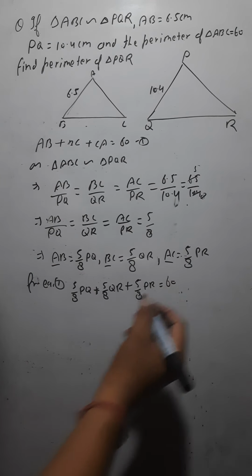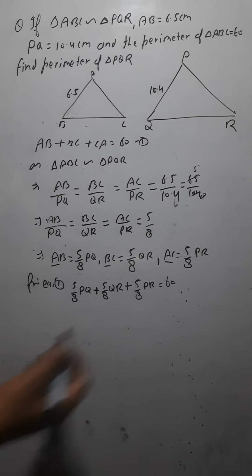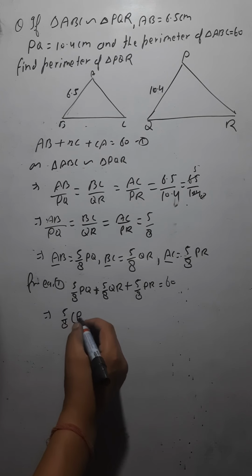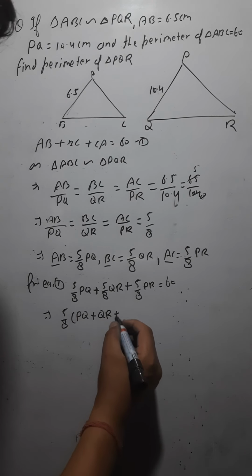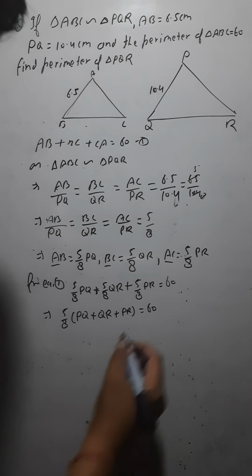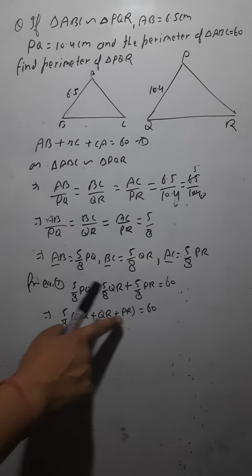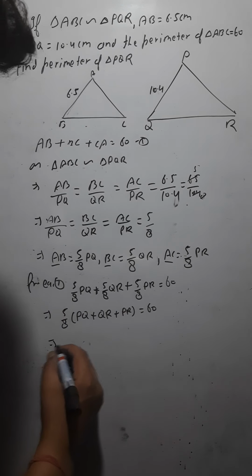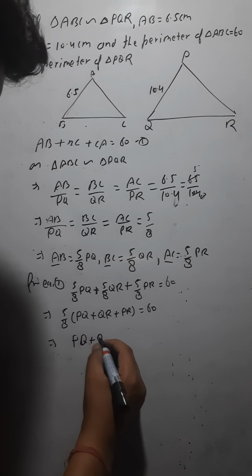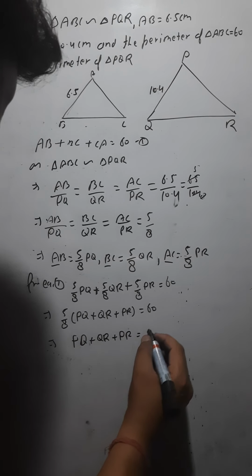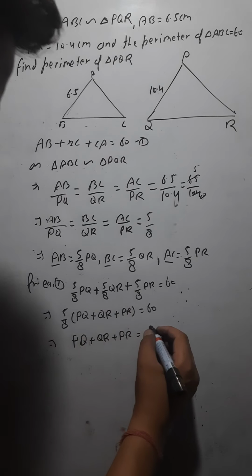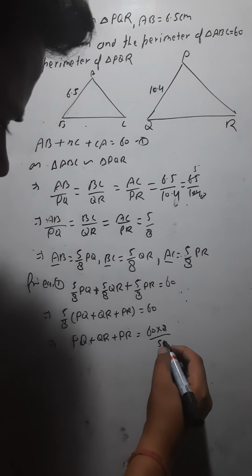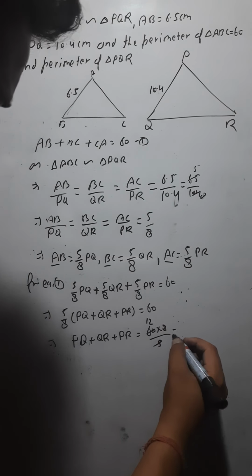60. Now take this 5 by 8 common from everywhere, so you would be getting 5 by 8 outside. So inside would be PQ plus QR plus PR, and this would be equal to 60. Now for PQ plus QR plus PR, this 8 is going to multiply and 5 is going to divide, isn't it? So the 8 that is dividing here would multiply there, and this 5 that is multiplying here would divide there. So just cut it, 12 8s are 96.